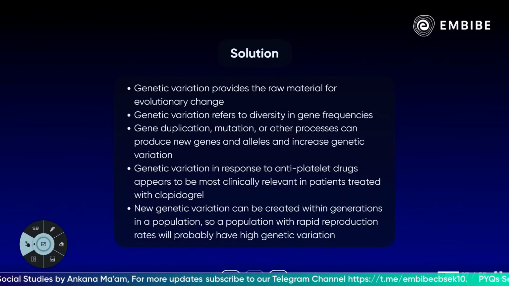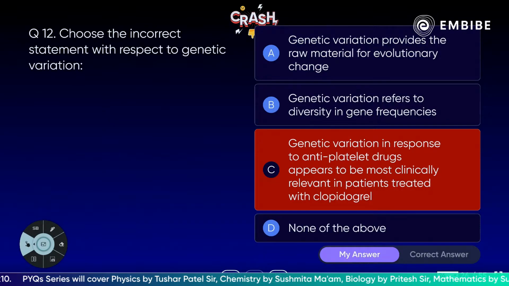Genetic variation provides the raw material for evolutionary change. It is the diversity in gene frequency. It is also related to antiplatelet drugs in treating clopidogrel. New genetic variation can be created within genes. So if you see, all of these are related to genetic variations.